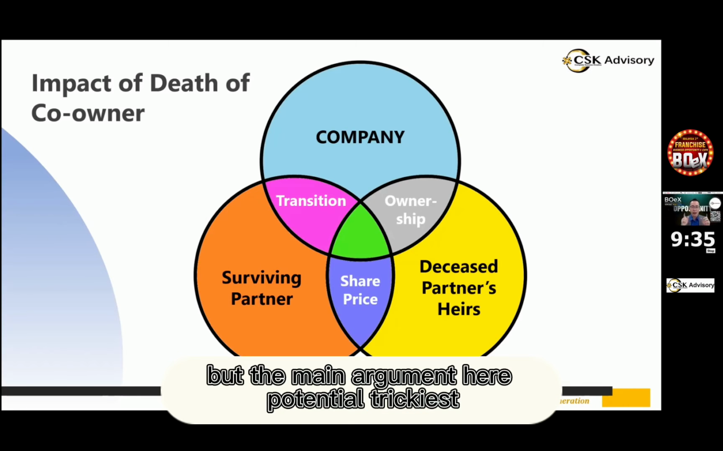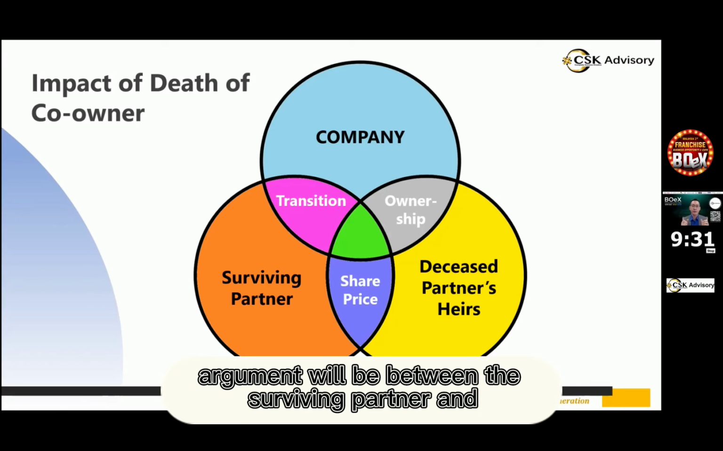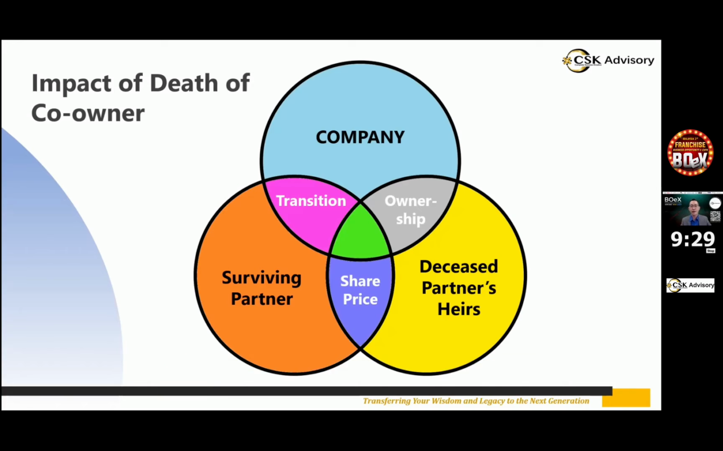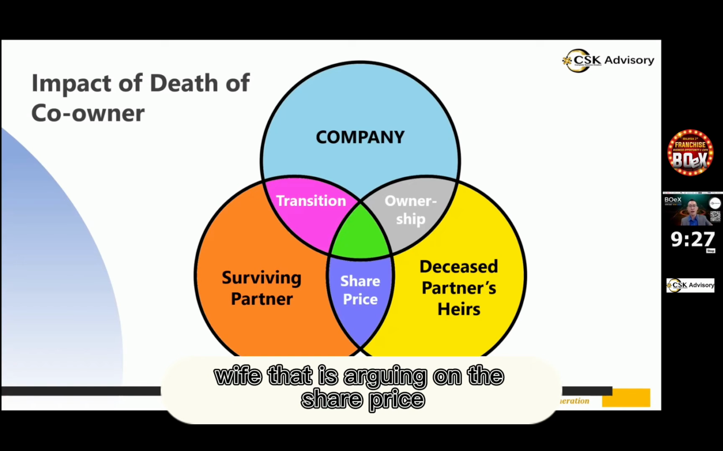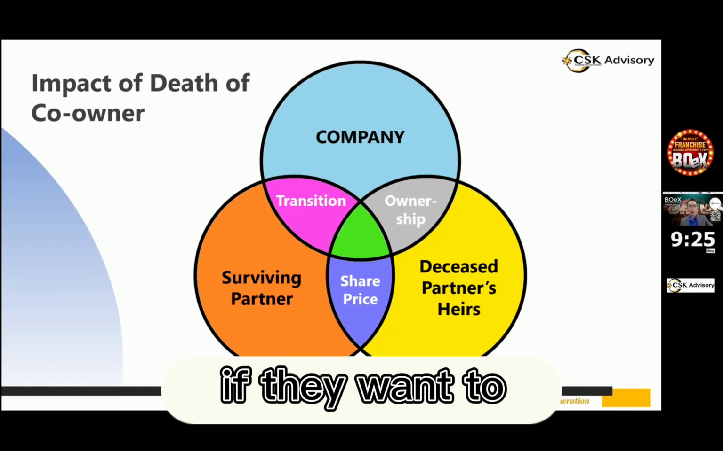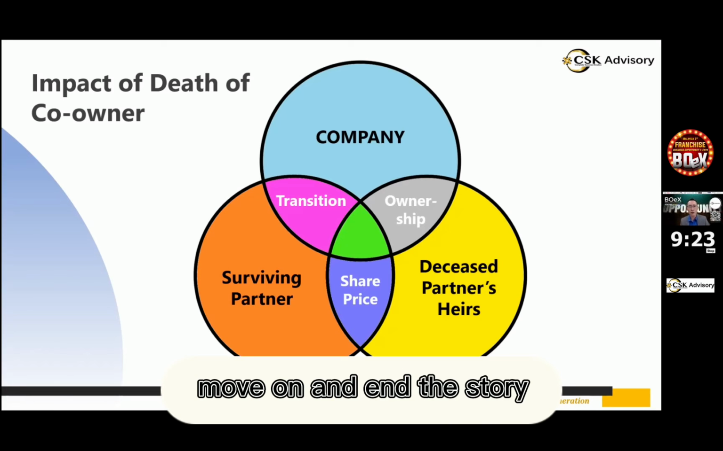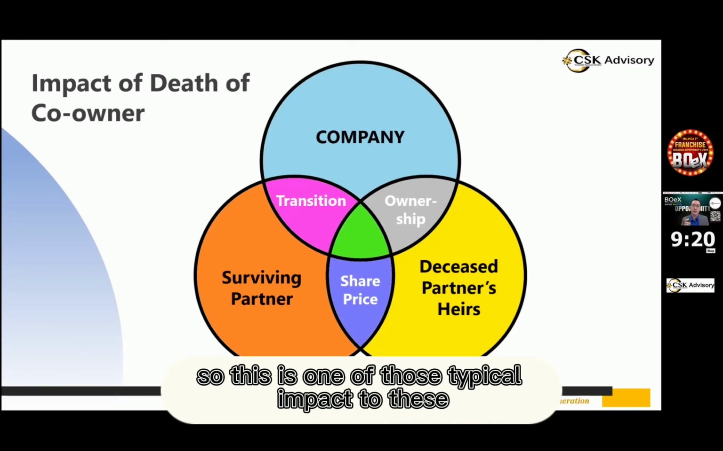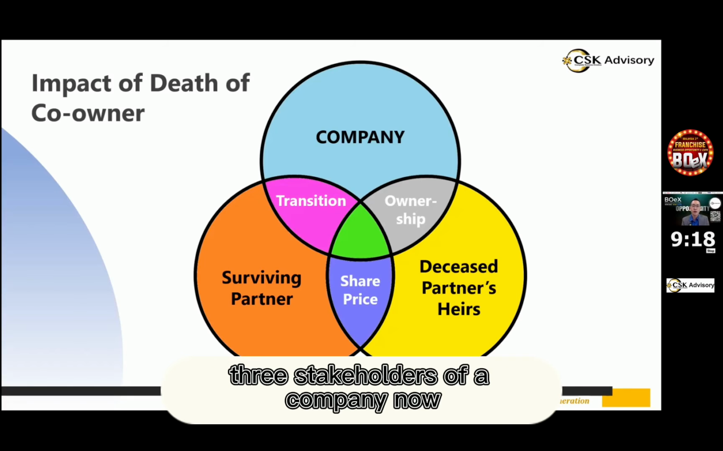But the main argument here, potentially the trickiest, will be between the surviving partner and partner B's wife. That is arguing on the share price if they want to move on and end the story. So this is one of those typical impacts on these three stakeholders of a company.